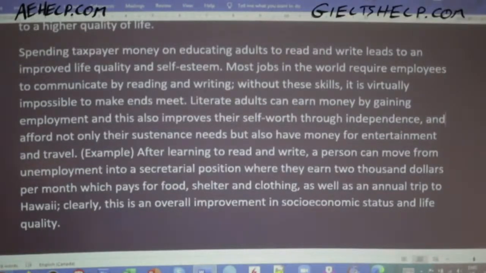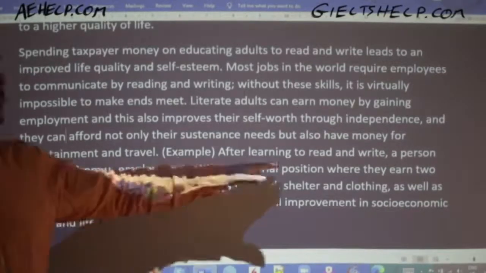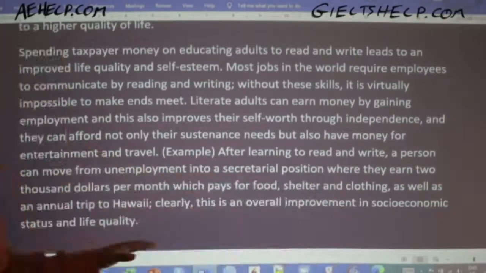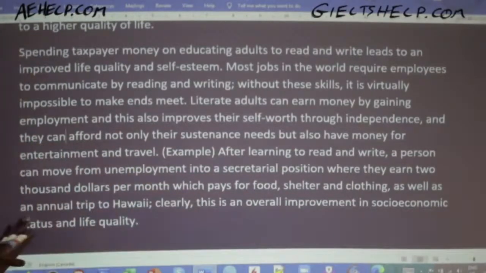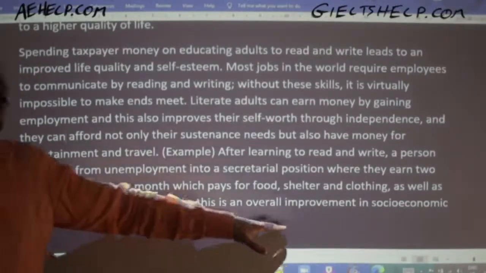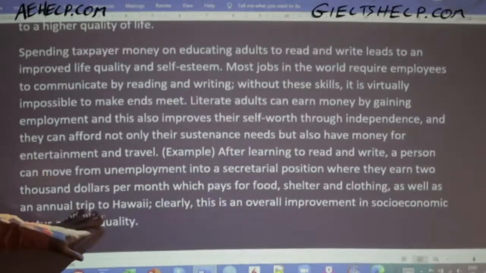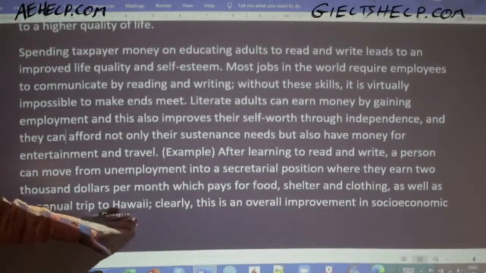and they can afford not only their sustenance needs, but also have money for entertainment and travel. After learning to read and write, a person can move from unemployment into a secretarial position where they can earn $2,000 per month, which pays for food, shelter, and clothing, as well as an annual trip to Hawaii. Clearly, this is an overall improvement in socioeconomic status and life quality. I find that my connecting sentence here is a little bit redundant.